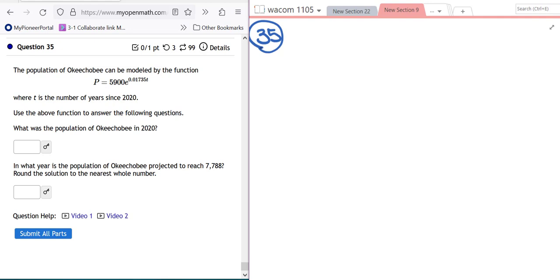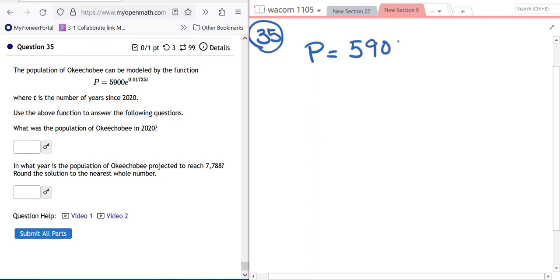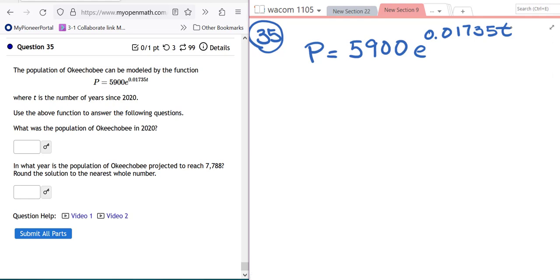So our population model, which they give us, is 5900 e to the 0.01735 t. All right, and this says this can be modeled by this function. T is the number of years since 2020. Use the above function to answer the following questions. All right, what was the population of Okeechobee in 2020?